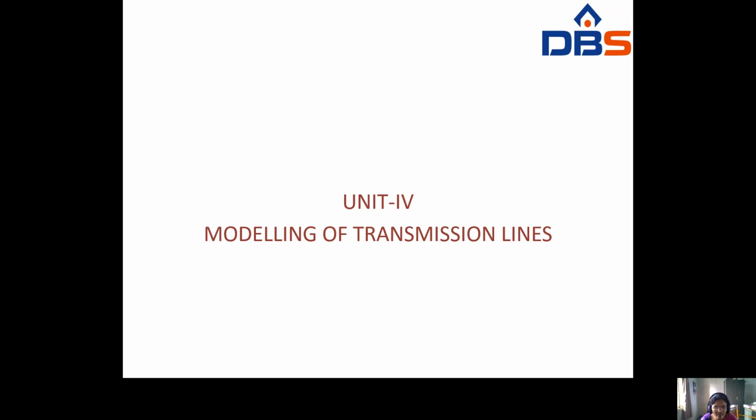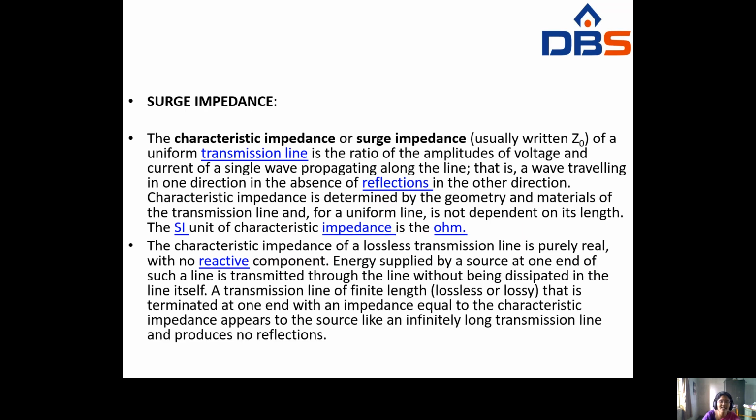In the previous class we discussed the methods of modeling these transmission lines. Next, in this unit, the next topic is surge impedance. See here, surge impedance is nothing but the characteristic impedance. So this surge impedance is also called the characteristic impedance, and it is generally written as Z0.